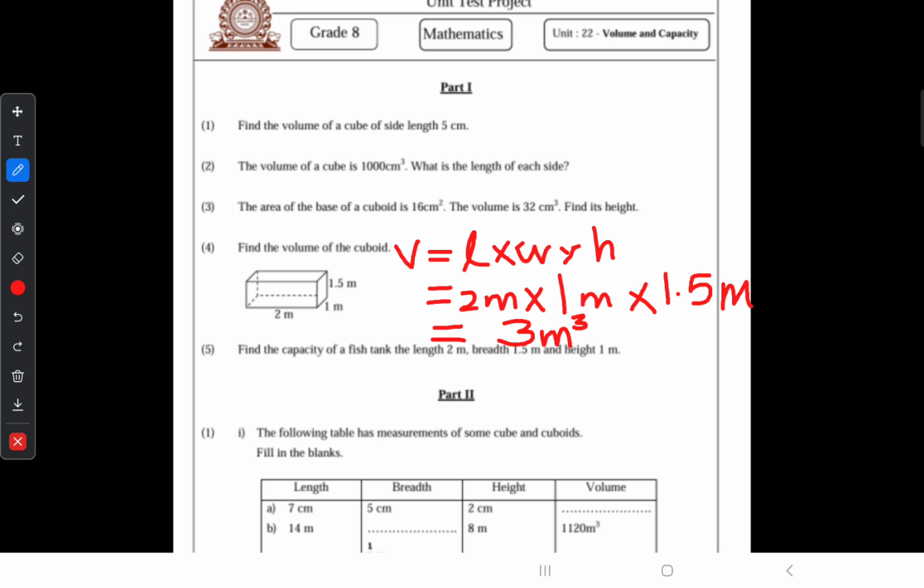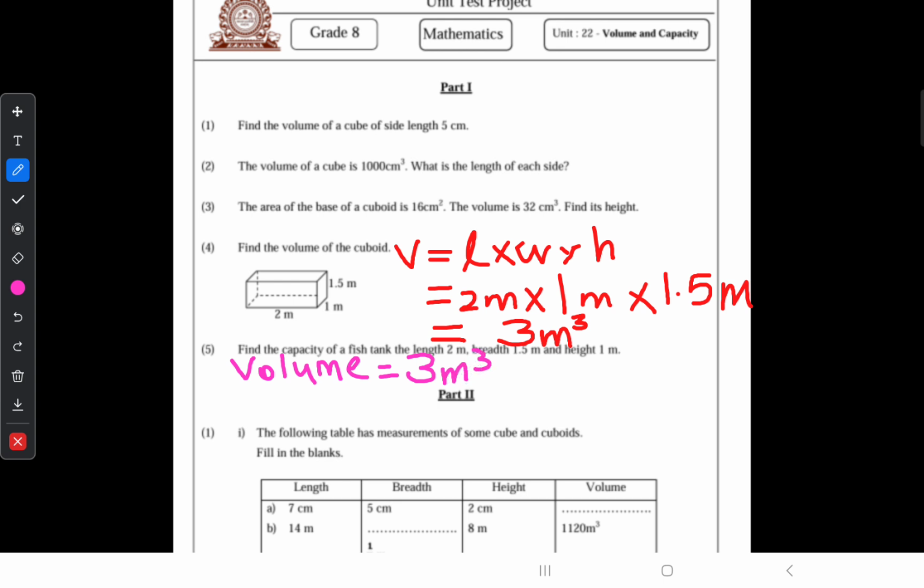The fifth question is also the same. Find the capacity of a fish tank. Length 2 meters, breadth 1.5 meters, and height 1 meter. Similar to this question, you can see the magnitudes: 2 into 1 into 1.5. Similarly, the next question is 2 into 1.5 into 1. There also the volume equals 3 cubic meters.